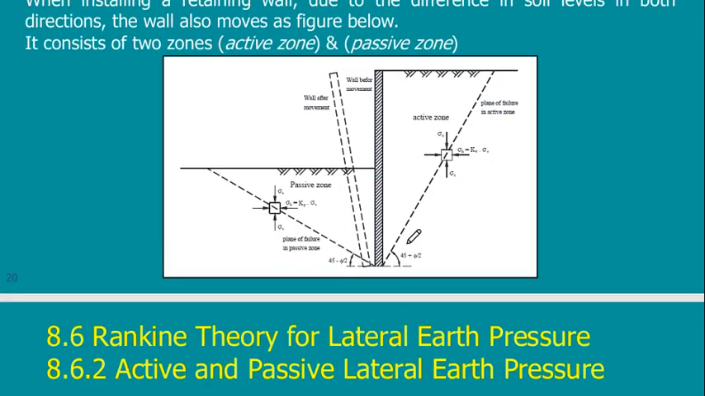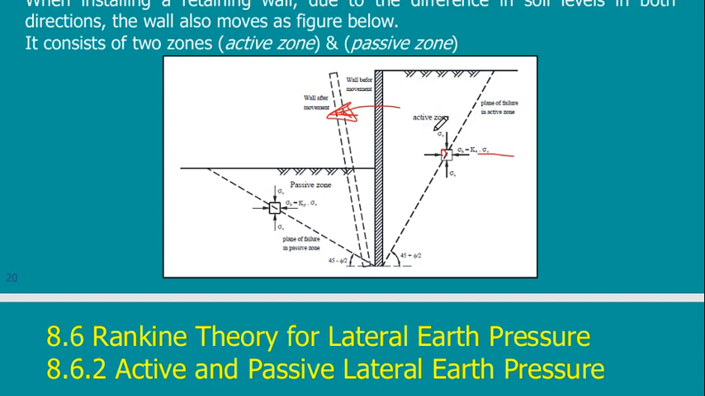But in case I have a wall like this, then if I take a point here and a point there, this point is, of course, not expected to move this way, because how come it will move this way? The wall is expected to move like this. So when the wall moves like this, this is called an active zone.